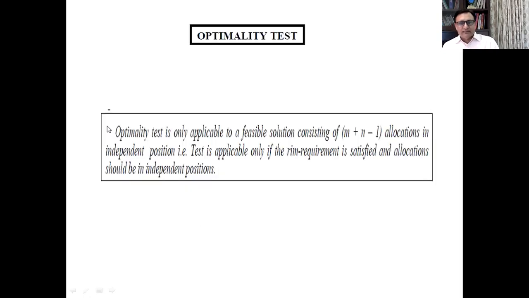When I talk about testing of optimality, the foremost condition is that it is applicable only to the feasible solution consisting of m plus n minus 1 allocations. M here is the number of rows in the transportation table, n is the number of columns, minus 1. So if there are three rows and three columns, at least five allocations should be there. The test is applicable only if the rim condition is satisfied and allocations are in independent positions. This is one of the minimum requirements to take the optimality test.